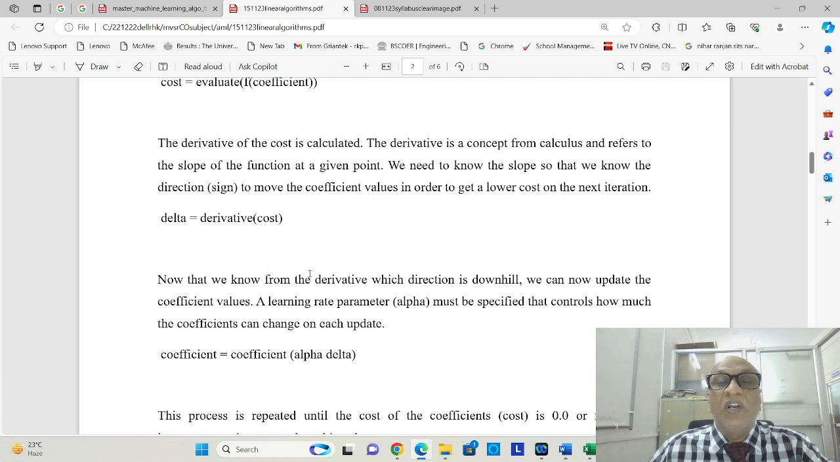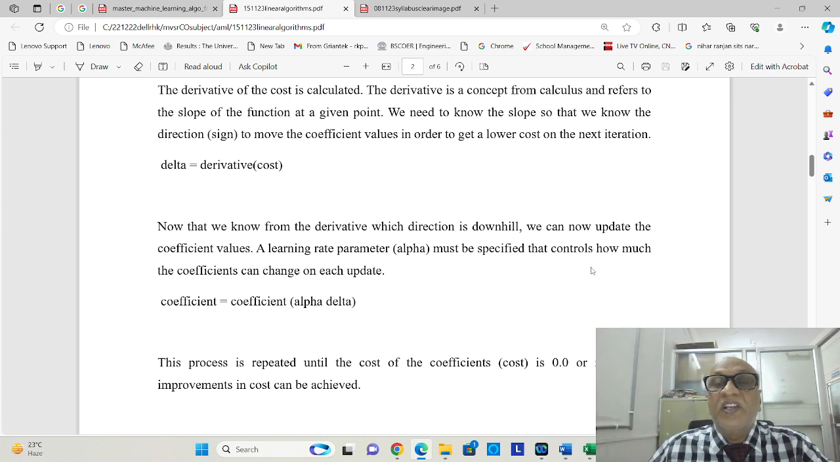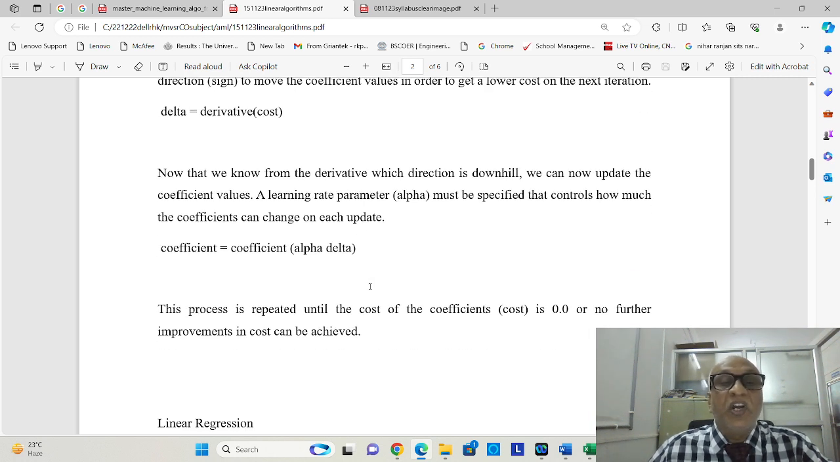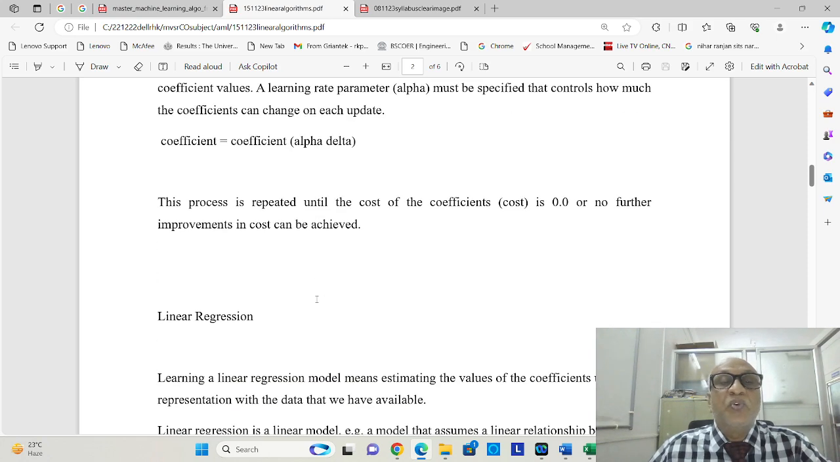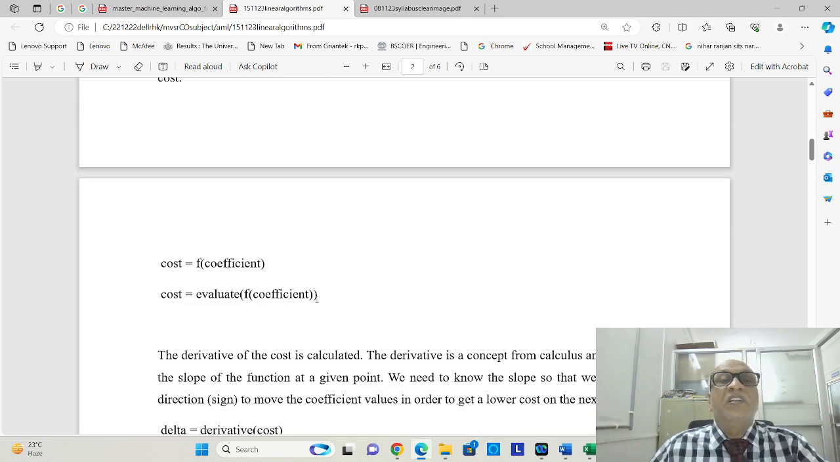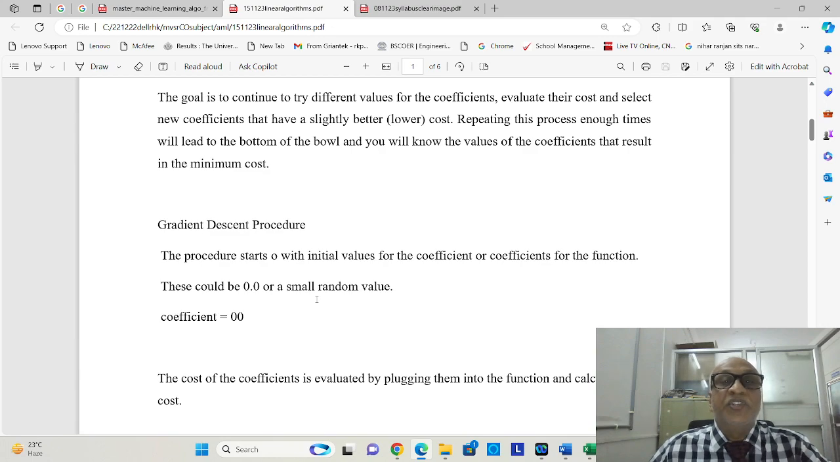Once derivative is calculated, we know the direction, we know the sign. Accordingly, the coefficient values will be updated. To this, remember that a learning rate parameter by name alpha is added. What is the role of this alpha? It will be controlling the coefficient changes for every update. This is an iterative process till the cost of the coefficient is 0.0 or no further improvements in the cost can be achieved. So this is regarding the gradient descent procedure.